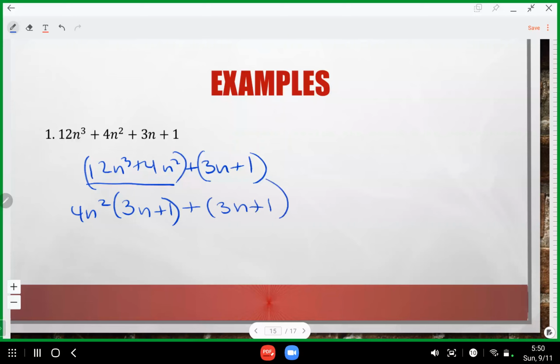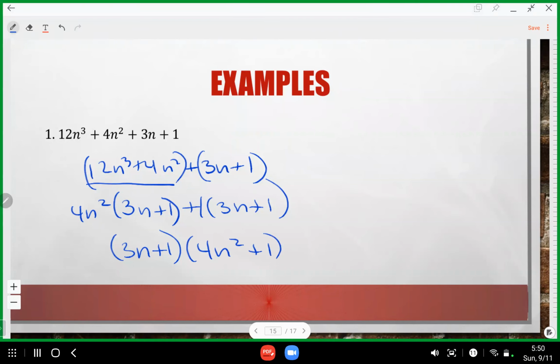Now, how do we factor it after we get this? So we know one factor is 3n plus 1, right? What's the other factor? Let me tell you, this is just 1 times 3n plus 1. So it's going to be 4n squared plus 1, right? Do you understand?